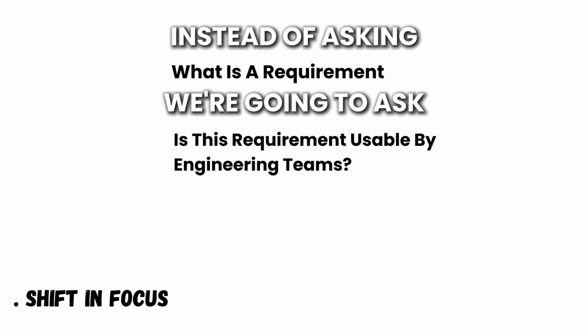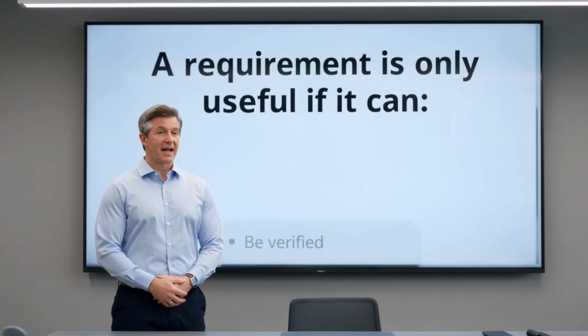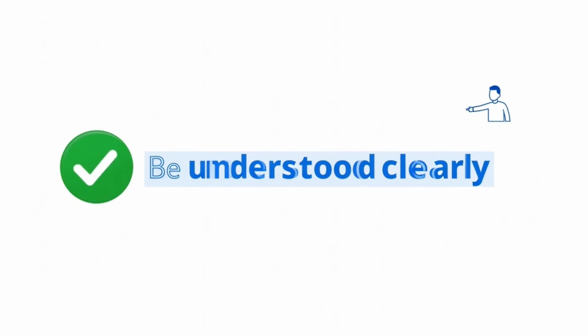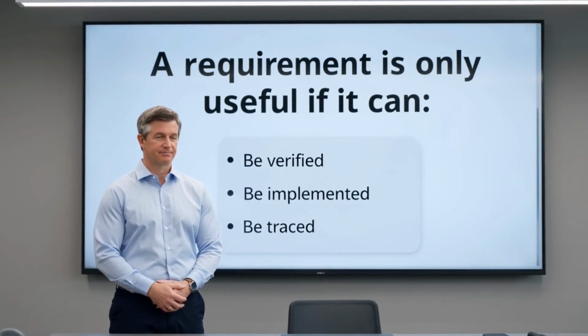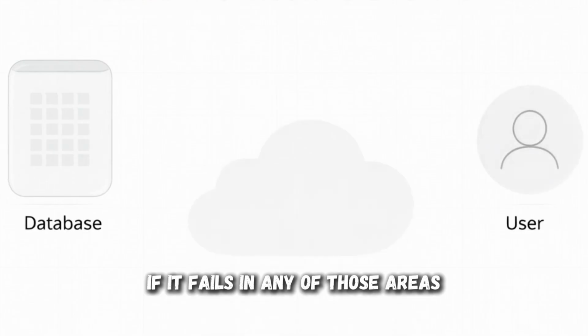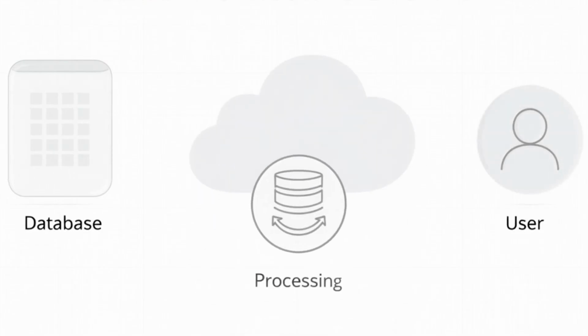is this requirement usable by engineering teams? A requirement is only useful if it can be understood clearly, be implemented correctly, and be verified objectively. If it fails in any of those areas, it creates problems downstream.